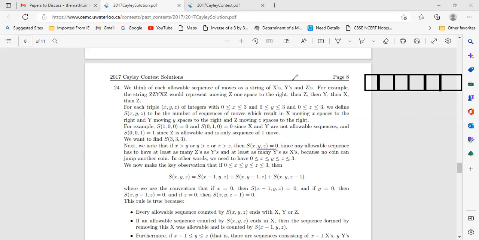So for this condition, you are saying that S of X comma Y comma Z is 0. Since any allowable sequence has to have at least as many Z's as Y's and at least as many Y's as X's, because no coin can jump another coin. Okay, this we already knew. They're saying that X is lesser than or equal to Y, and Y is lesser than or equal to Z, and Z is lesser than or equal to 3. We can write the condition in this way.